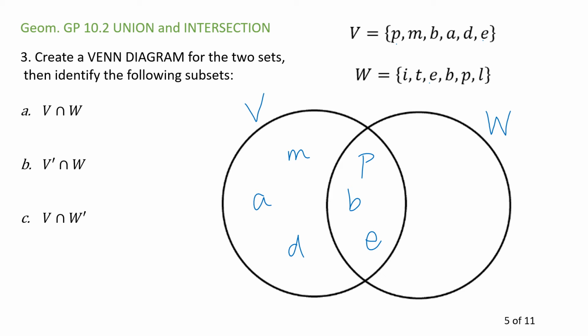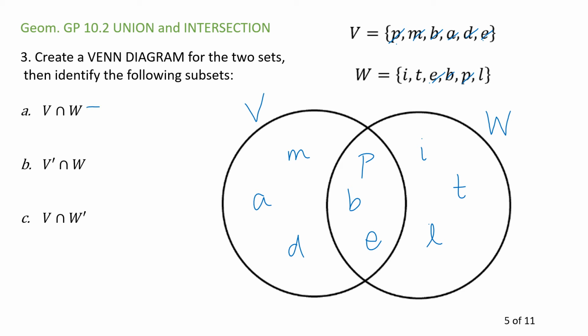And then basically I said I've dealt with all of these. I dealt with P, B, and E. So basically I, T, L are in that group. So basically just go down your list, and if they're in both, put them in the middle. If they're in V or W.